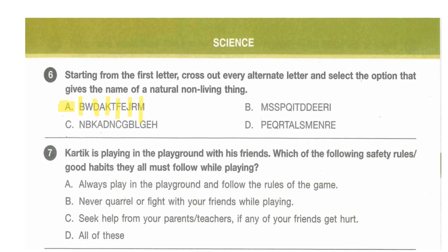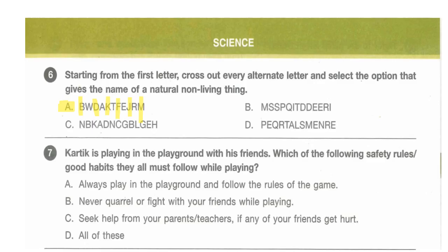So in these type of questions, they clearly stated that you have to cross out every alternate letter starting from the first letter. So that means that the first letter has to be crossed out and you have to then follow the alternate letters to be crossed out. So please keep that in mind. So here the option is A. When you strike out every alternate letter, you get water, and water is a name of a natural non-living thing. So let's move on to the next question.